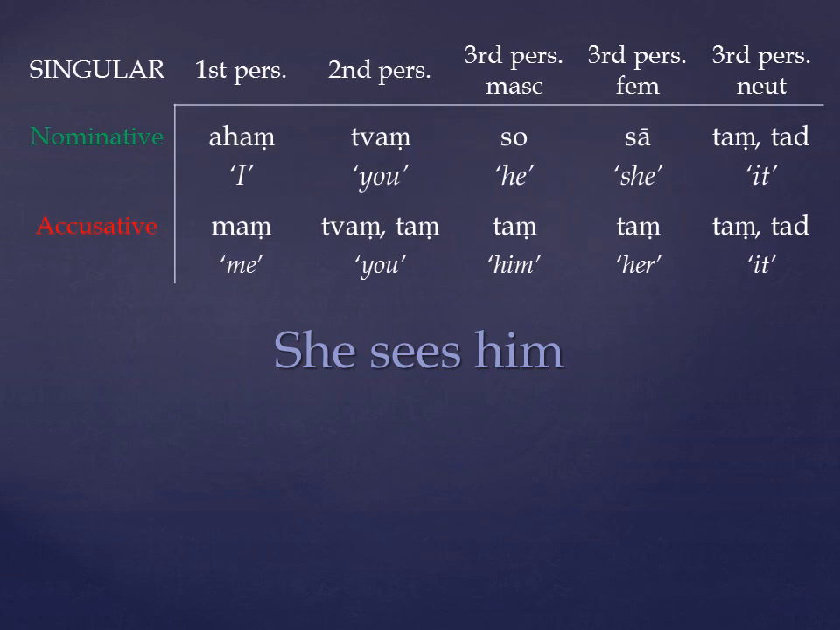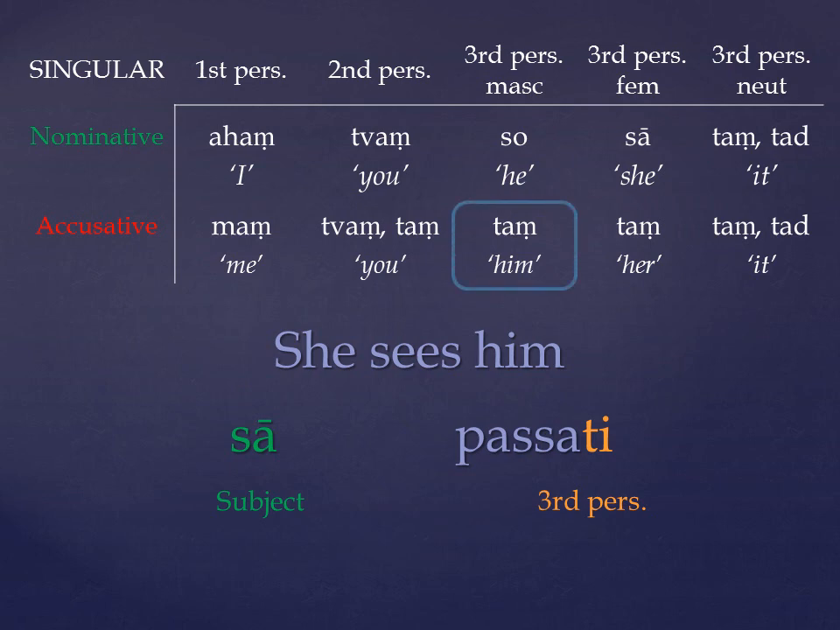If we wanted to create the sentence, she sees him, we'd have to use the third person pronouns. So referring back to our table, for the subject, she, we use the nominative form, which is sa, and the verb sees must also take the third person ending, which is pasati, so that it matches the subject, and the object takes the masculine third person in accusative, which is tang.